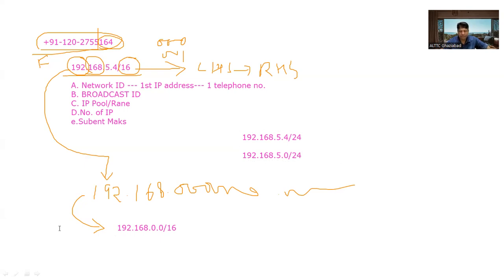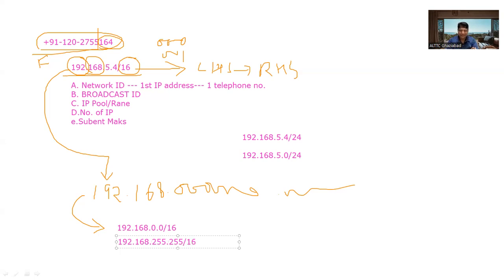/16. Write it down. As per this, there is no doubt: the first 16 bits are fixed, so there is no change. 192.168. The remaining host bits are all 1. So what will the value be? 255.255. Okay, this is the broadcast ID.